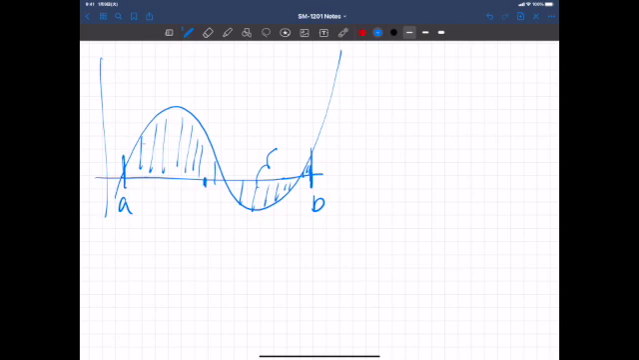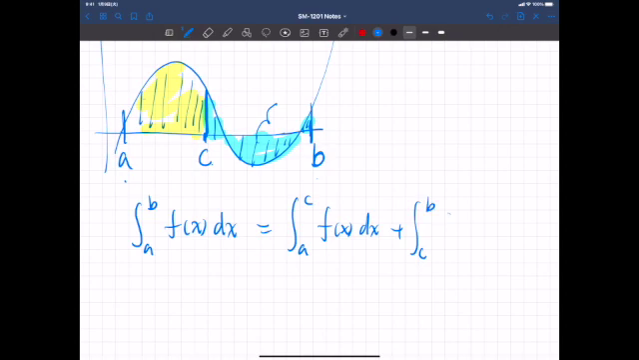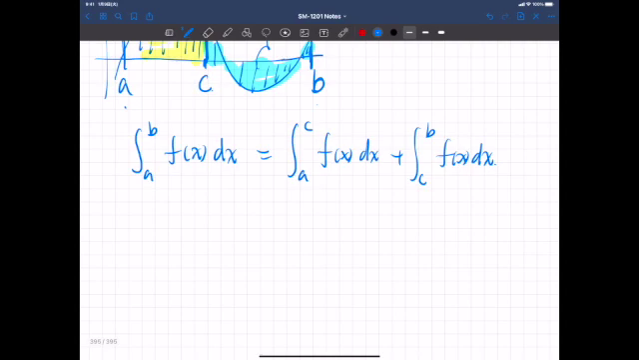So let's say we have 3 points A, B, and C. Then the integration from A to B is the sum of two areas. So that is this area and this area. So from A to C plus C to B. So this should be obvious.